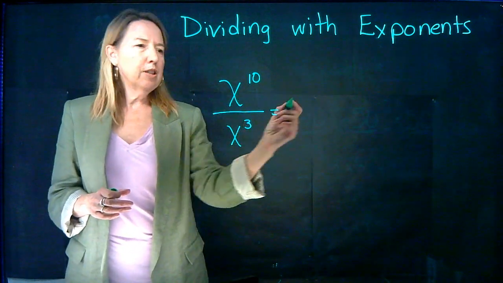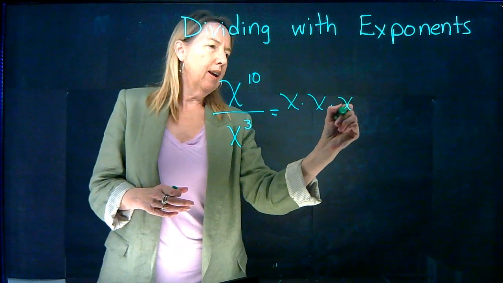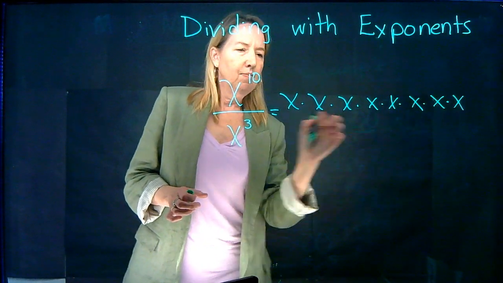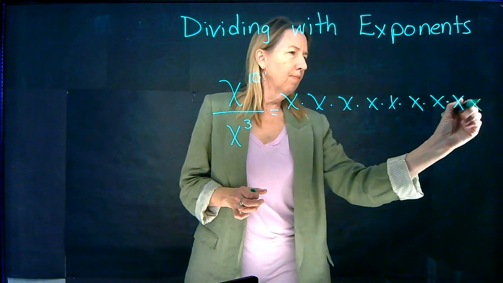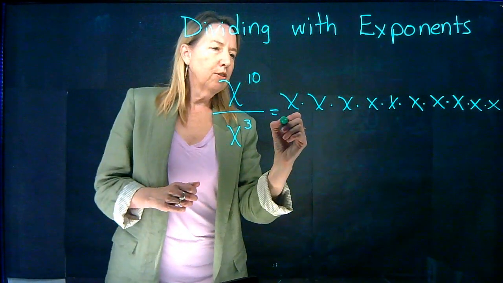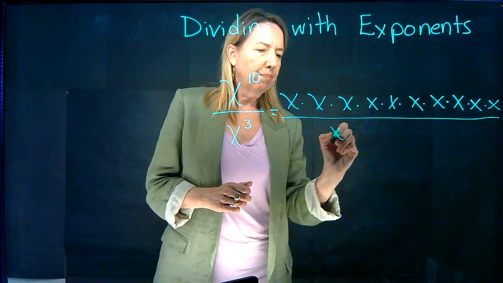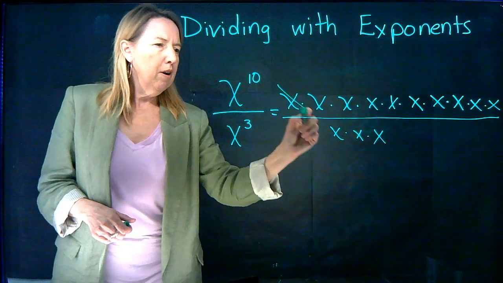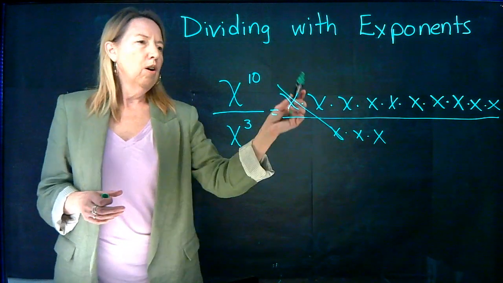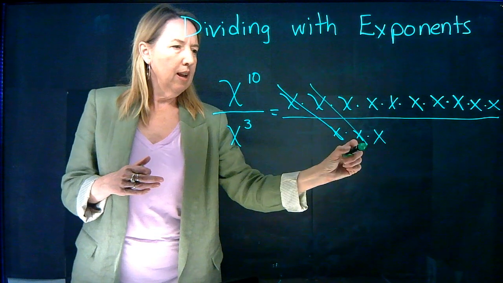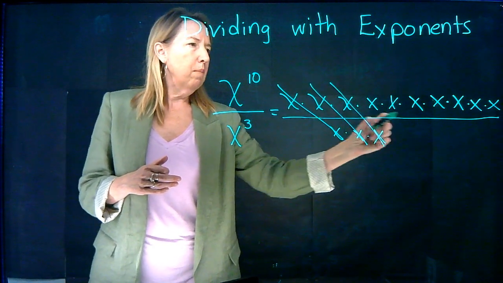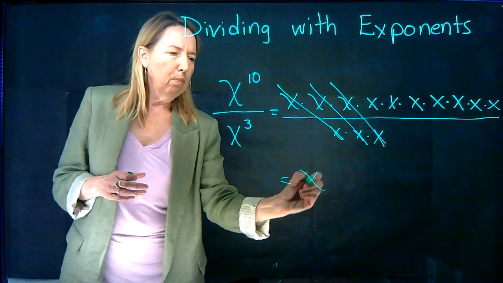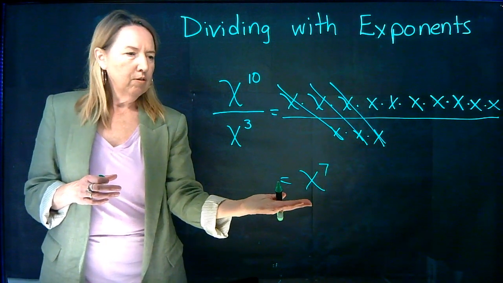First of all, x to the 10th power, oh boy, I have to write that out 10 times. And then x to the 3rd power. And so naturally, each pair of x's cancel out, one over the other. Here's one, cancels out. And so what I'm left with are 7 x's multiplying together. So we simplify that by writing it this way.